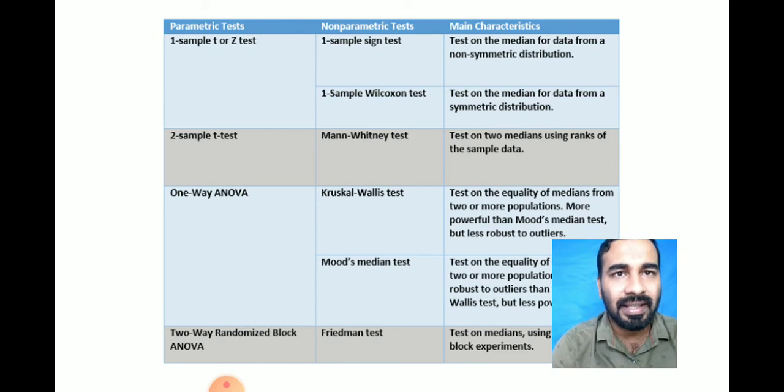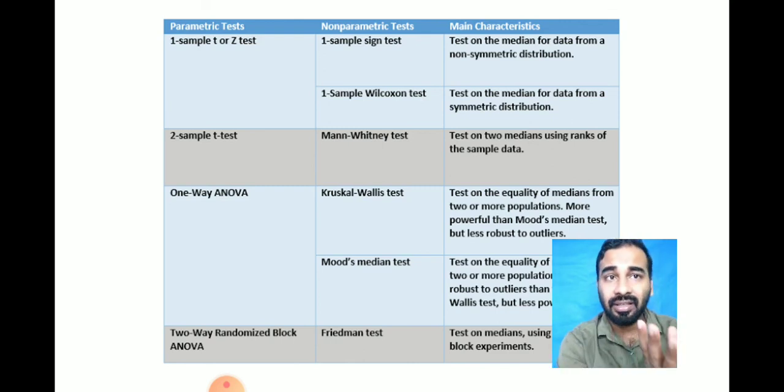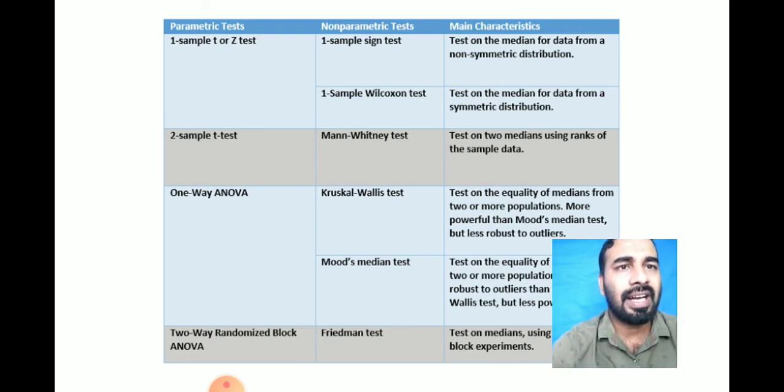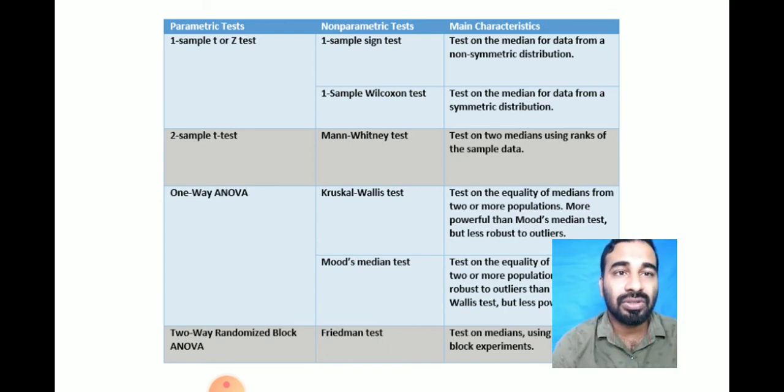Then the 2-sample t-test, where we have used the paired t-test. On the non-parametric side we have the Mann-Whitney test. Then on the parametric side we have one-way ANOVA, and on the non-parametric side we have the Kruskal-Wallis test.